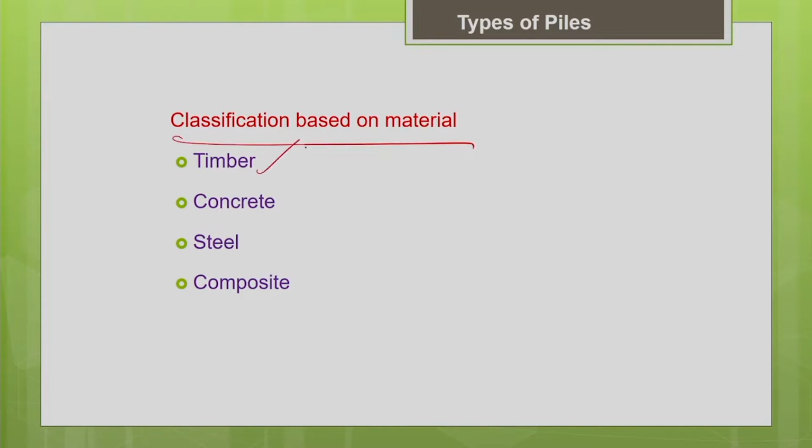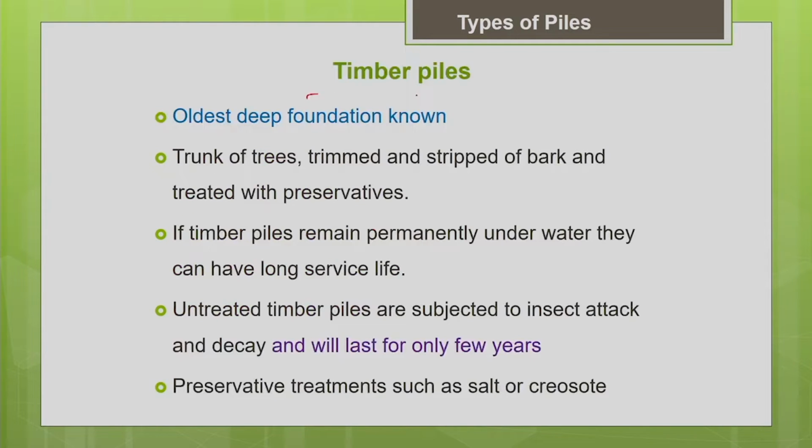You can classify piles into timber, concrete, steel and composite piles. Timber pile, as I told you, is made of the oldest material. I can say it is the oldest deep foundation known. It is very commonly used because it is easy to use, not expensive, and easy to cut and splice. There are so many merits with timber piles. How do you basically use it?